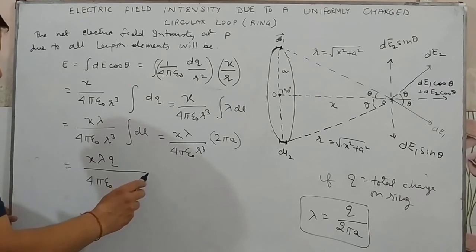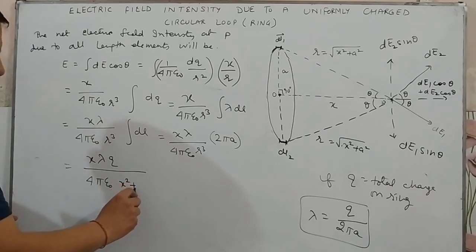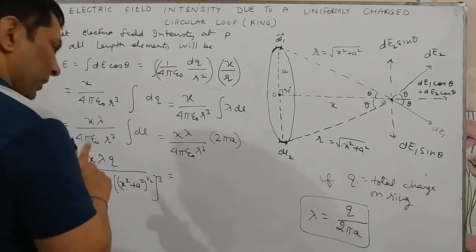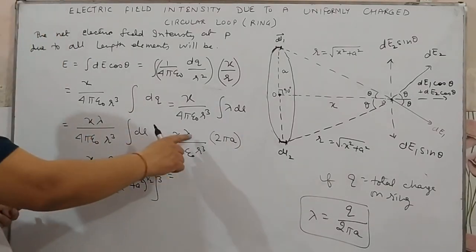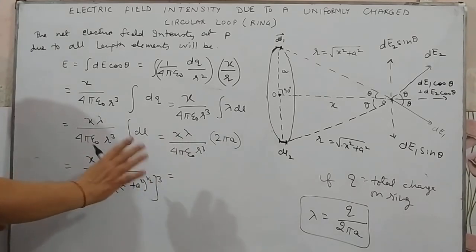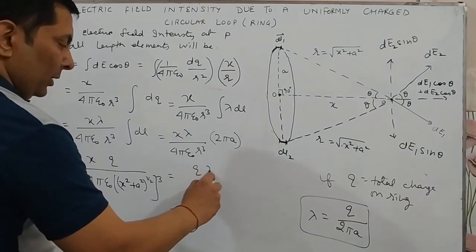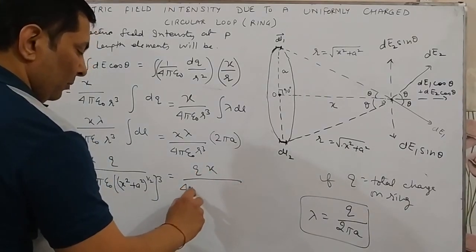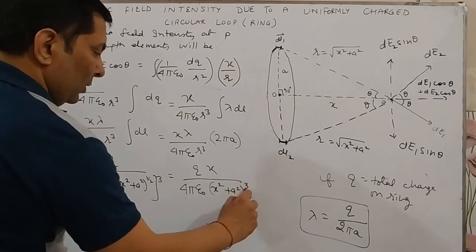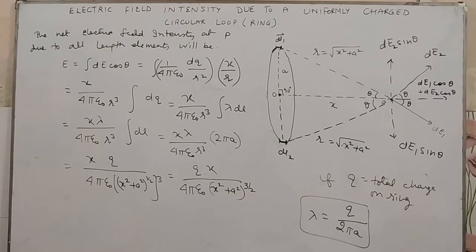Put the value of r also. R's value is x square plus a square to the power half, and q to be taken. Sorry, lambda has to be removed because lambda we already used. So we have x into q over 4 pi epsilon naught x square plus a square power 3 by 2. So we have qx divided by 4 pi epsilon naught x square plus a square power 3 by 2. Okay, this is the final result obtained for this case.